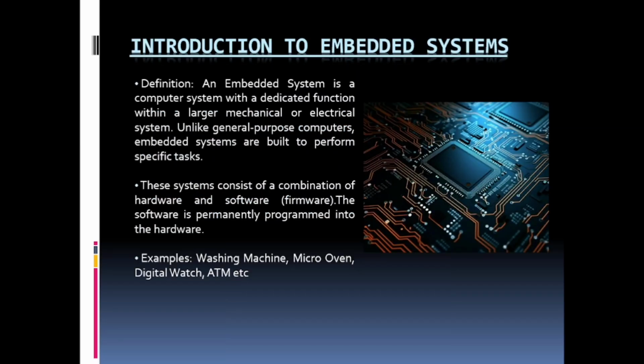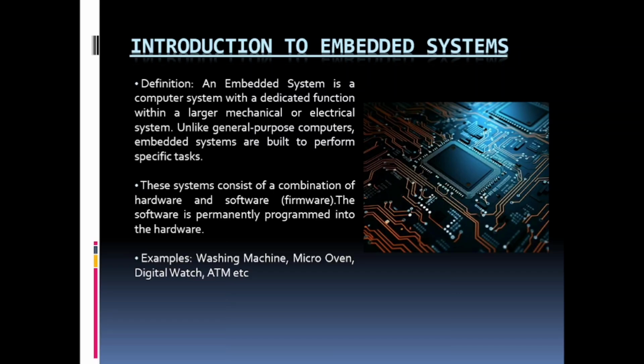Introduction to embedded systems. An embedded system is a special purpose computer system, unlike a general purpose computer, which can perform multiple tasks. Embedded systems are designed for a specific function. For example, in a washing machine, the embedded system controls water flow, drum rotation, and buzzer alerts based on user input and programmed cycles. The system consists of software and hardware components.